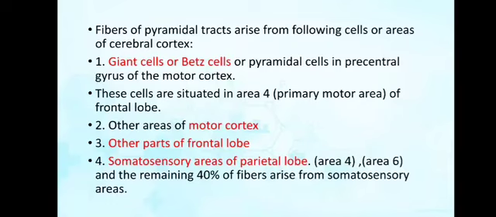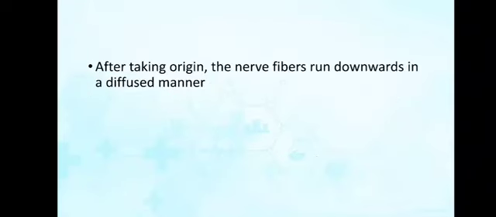It is believed that 30% of pyramidal fibers arise from the primary motor cortex area, which is area number 4, and supplementary motor areas, another 30% from the premotor area, which is area number 6, and the remaining 40% of fibers arise from the somatosensory areas. All the above fibers form the upper motor neurons of the motor pathway. After taking origin, the nerve fibers run down in a diffuse manner.